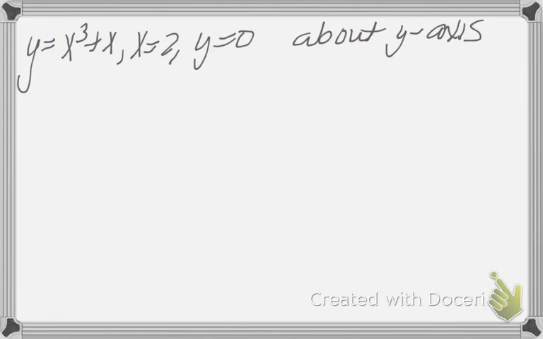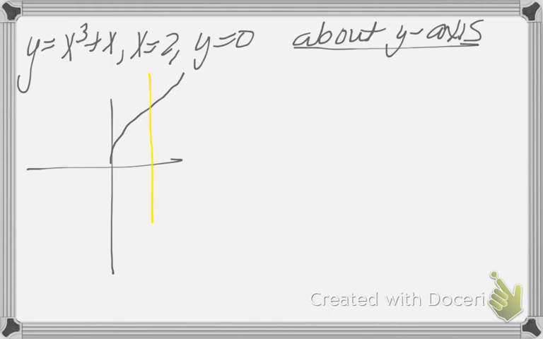Okay, here's the third problem. Okay, this is turning around the y-axis, so maybe this will be a little bit easier. So we have y equals x cubed plus x, and if you made a little table, you'd have a picture that looks something like that. And then we have x equals 2, so this is x equals 2 over here. And then we have y equals 0, so that's this over here. And we're talking about this region right in here.